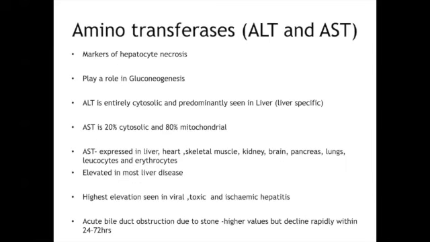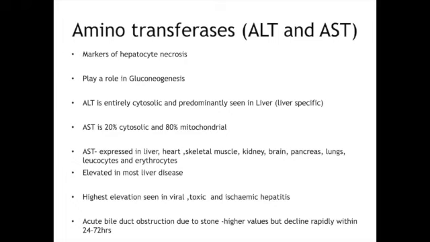So a few words about aminotransferases. These actually are markers of hepatocyte necrosis. They play a role in the gluconeogenic pathway in the liver. So gluconeogenesis takes place only in the liver.